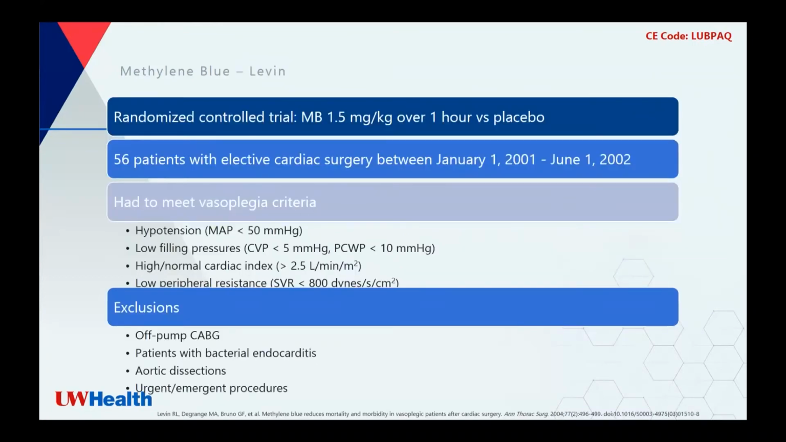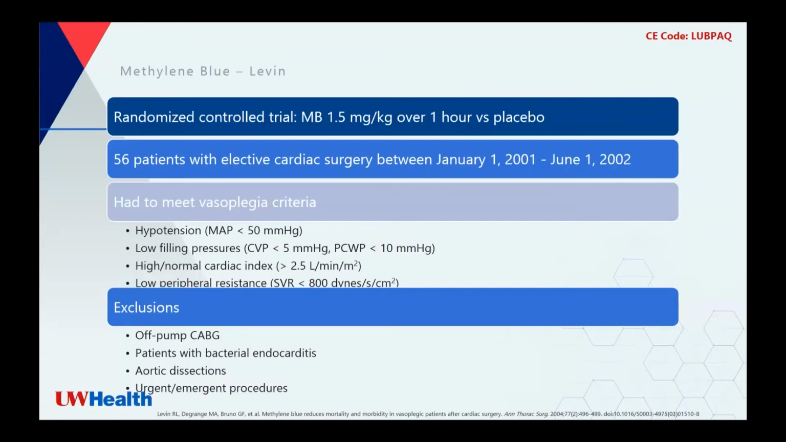So the first trial that I'll discuss is regarding the use of methylene blue in the cardiac surgery population. It was a randomized control trial that randomized patients to get 1.5 milligrams per kilogram of methylene blue or placebo. This study included 56 patients who had elective cardiac surgery. They had to meet vasoplegia criteria to be included.